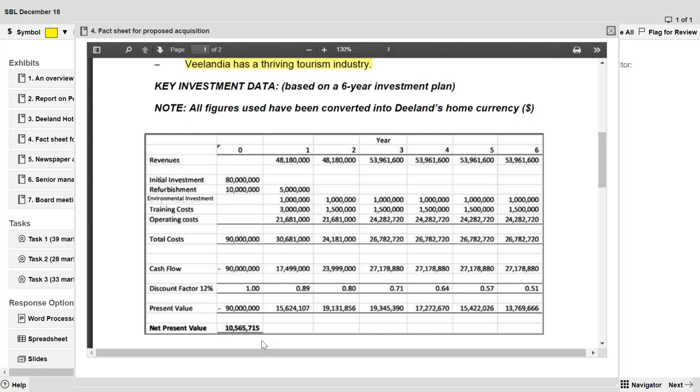So first thing first, since it's a multi-year projection, it should be based on discounted cash flow. So just check whether it is based on discounted cash flow. Yes, they have used a discount factor of 12% and the net present value is $10 million. Not bad at that discount factor. So yes, the first thing is done. It is based on discounted cash flow and it is showing positive NPV.